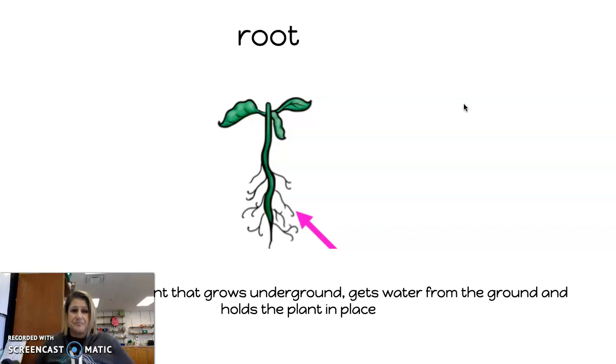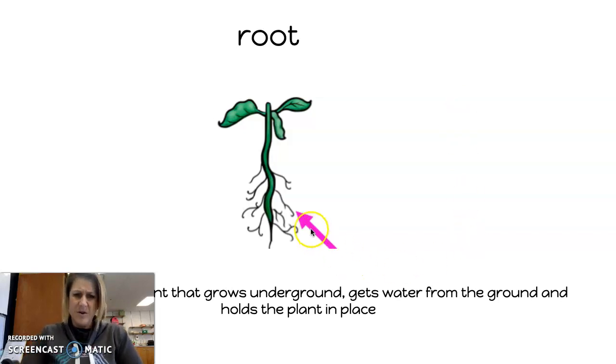All right. Here is the root of a plant. It grows underground and gets water from the ground and holds the plant in place. So you might have heard somebody say that this is where they're rooted. This is where they came from. And when somebody says that, they're kind of talking about where they belong, where they're from, where they grew up. So if you think of that, you kind of think of a plant as the same thing. So the roots of the plant are in the ground. That's what's holding the plant in place.